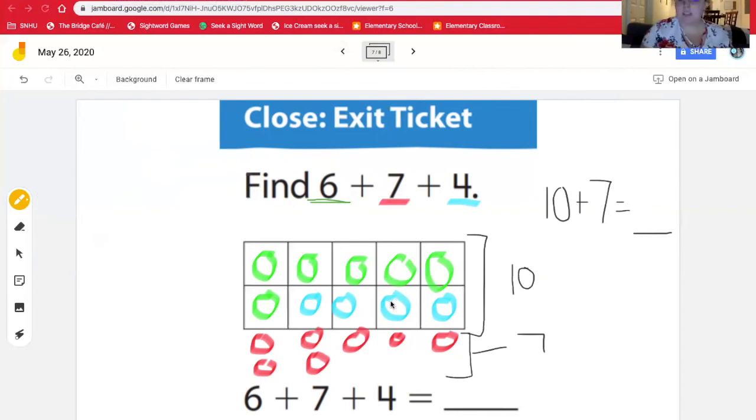So let's try it both ways. So 10 from the 10 frame, 11, 12, 13, 14, 15, 16, 17. So we want 17. Now let's try it with our fingers. 10 in our calculator, so 10, 11, 12, 13, 14, 15, 16, 17. We got the answer that we wanted. So 10 plus 7 is 17, which shows us that 6 plus 7 plus 4 is 17.